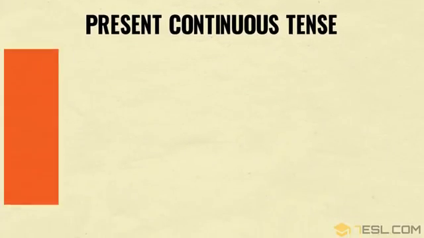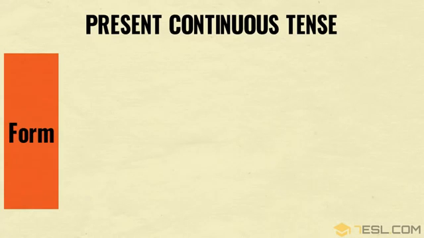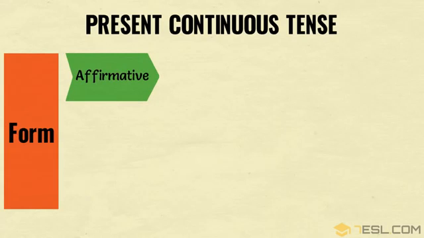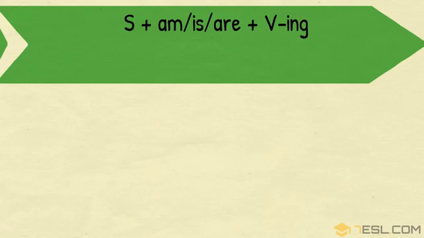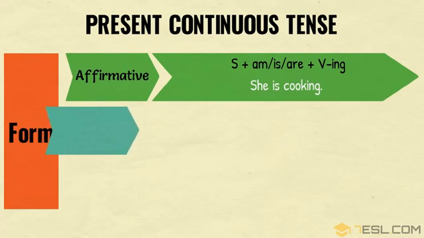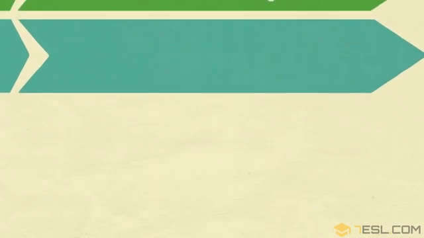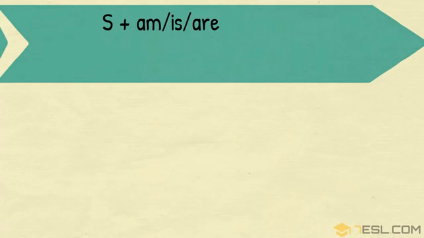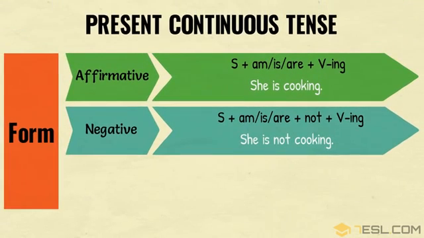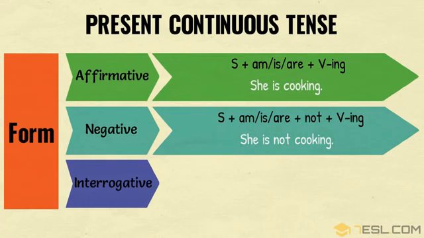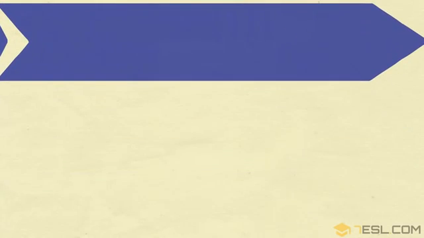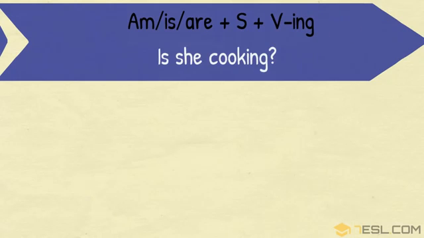Present continuous tense. Form. Affirmative: subject plus am, is, or are plus verb ing. She is cooking. Negative: subject plus am, is, or are plus not plus verb ing. She is not cooking. Interrogative: am, is, or are plus subject plus verb ing. Is she cooking?